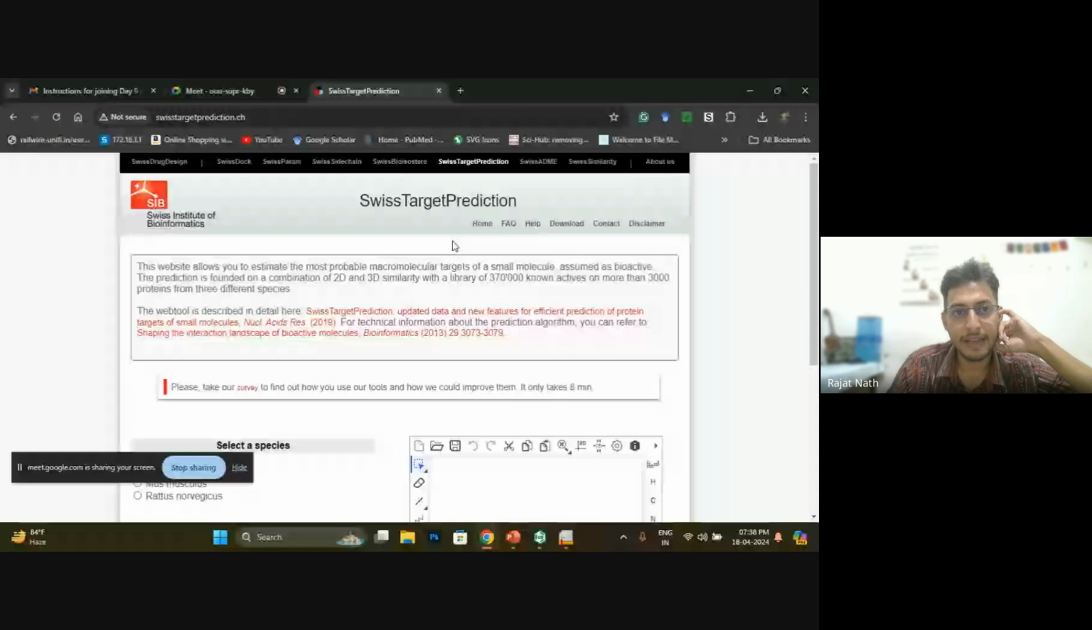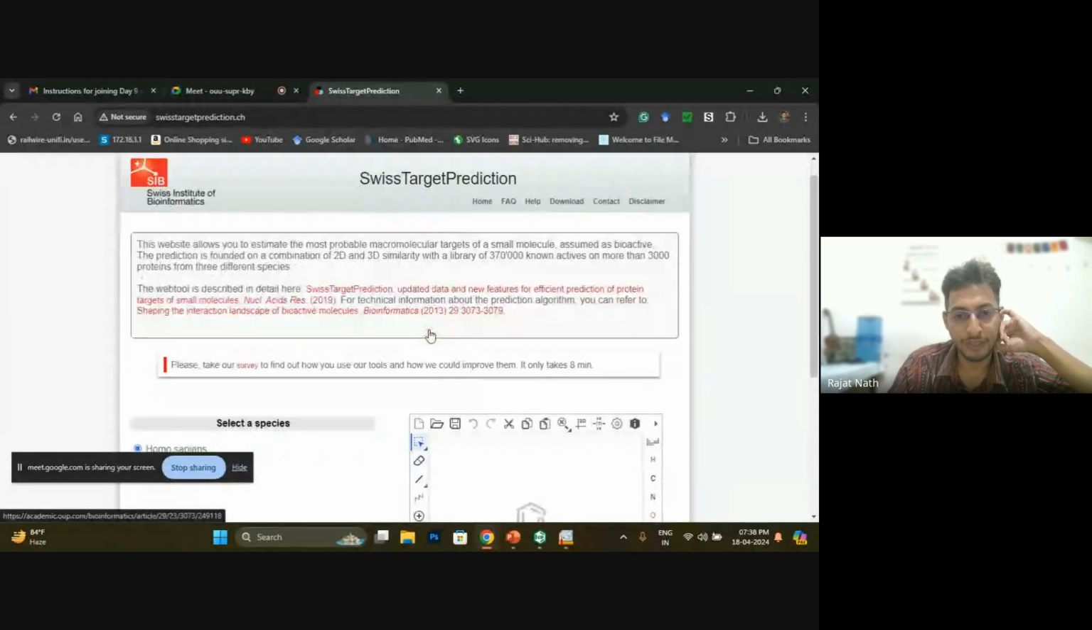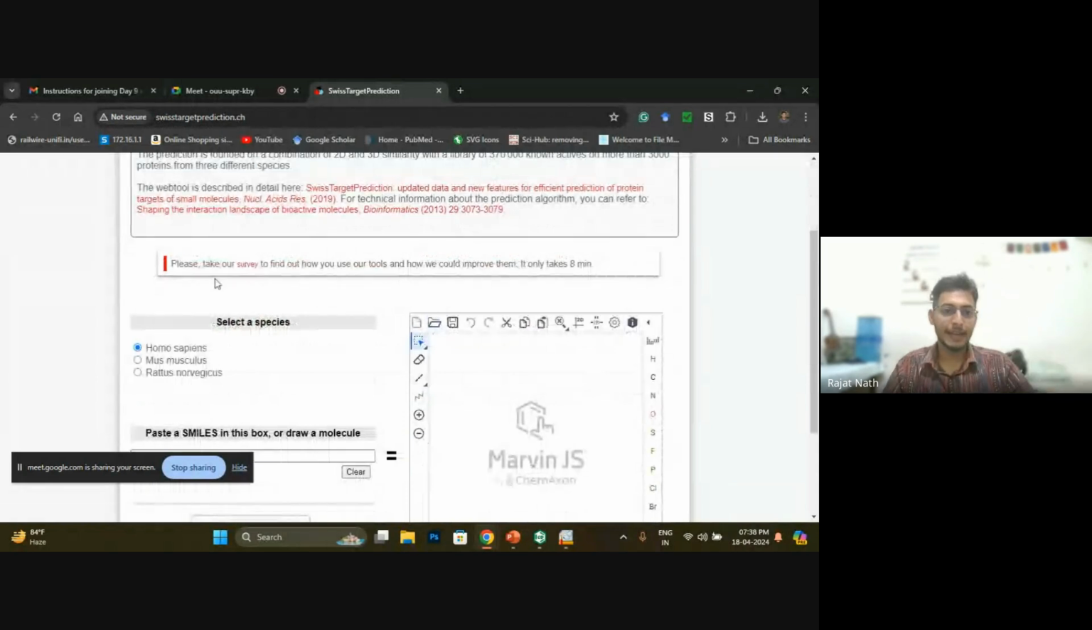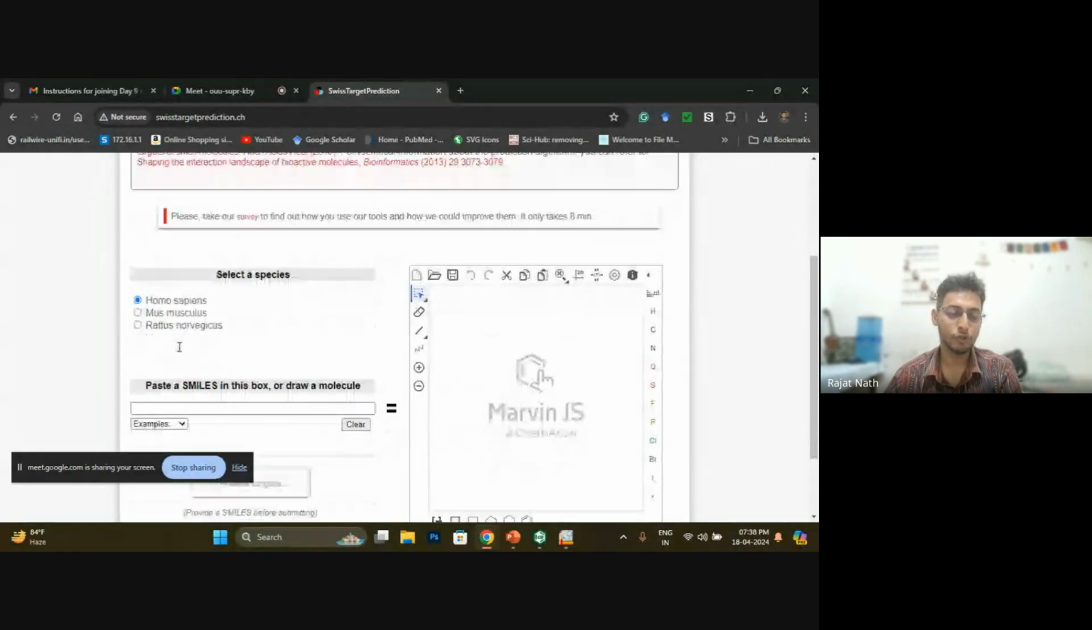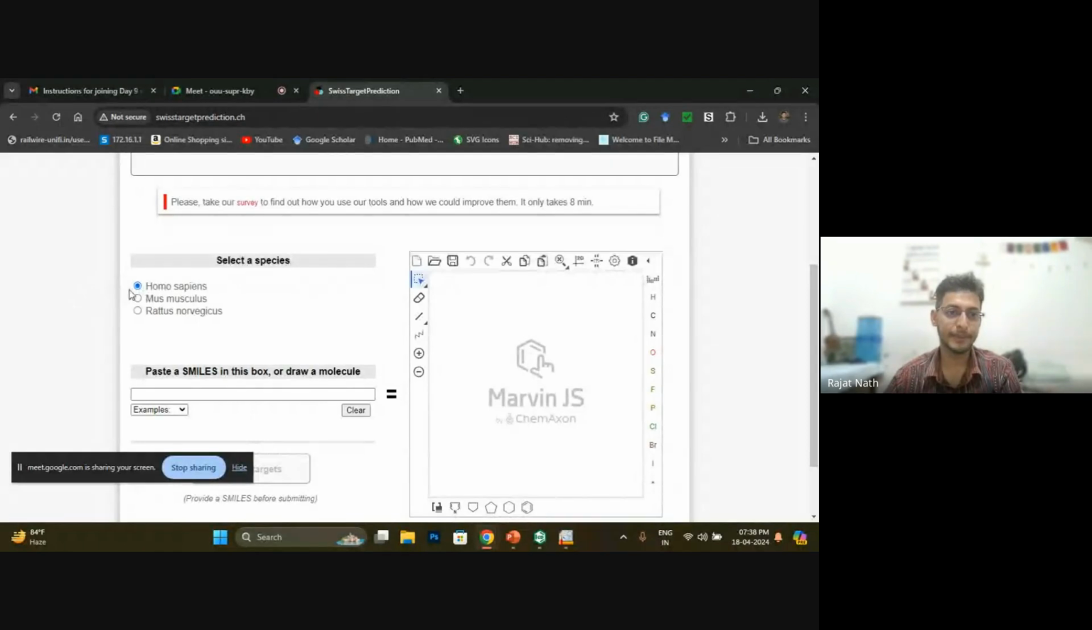So here I have shown the Swiss Target Prediction. See, now there is species. There is Homo sapiens, Mus musculus, and Rattus. So if we are considering curing any disease, we are genuinely working on Homo sapiens, for human treatment. So the target should be of human. So we'll select the species as Homo sapiens because we are creating this drug for the illness happening to Homo sapiens.